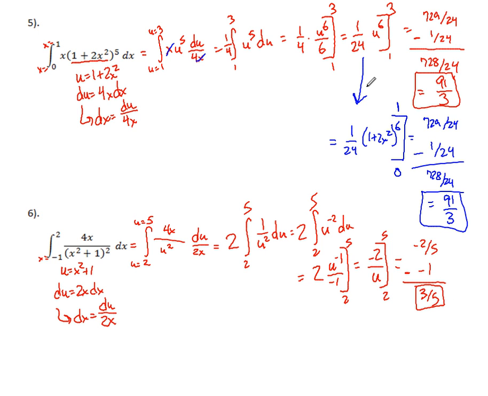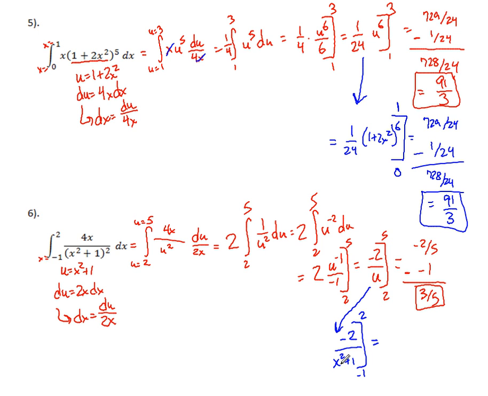And again, I can do the same like I did up here. I would have gotten to this step right here. But instead of using these new limits, I could have changed back into my original. So -2 over, instead of just u, I would put in my x squared plus 1 and plug in my original limits of 2 and -1.